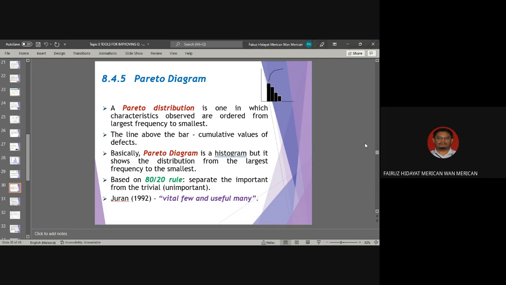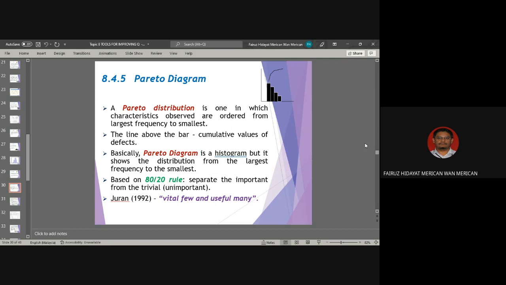Okay, the fifth tool is the Pareto diagram. So the Pareto distribution is one in which the characteristics are observed and ordered from largest frequency to the smallest. So it is like a histogram, but for the Pareto diagram, the bars are ordered according to largest to smallest. Okay, it will be arranged from the largest to the smallest.